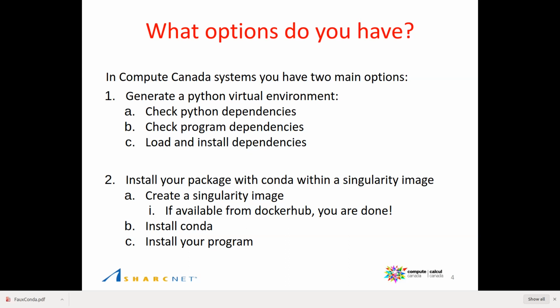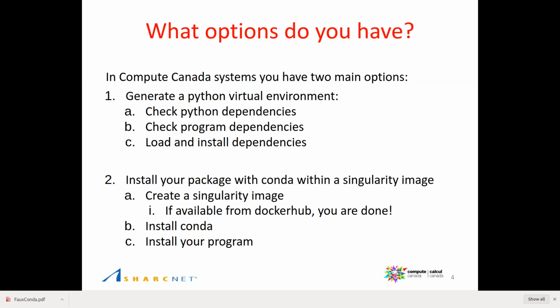Then the second option is to install the package using Conda, but not on our system, rather within a Singularity image. If you haven't ever heard about Singularity images, Singularities are containers, kind of like Docker, but we don't have Docker because Docker has a security issue. So we use Singularity. You can extract or construct a Singularity image using Docker Hub. So if it's in Docker, you can use it with Singularity. Or you can create a bare-bone image, then install Conda and install your program within that Singularity.